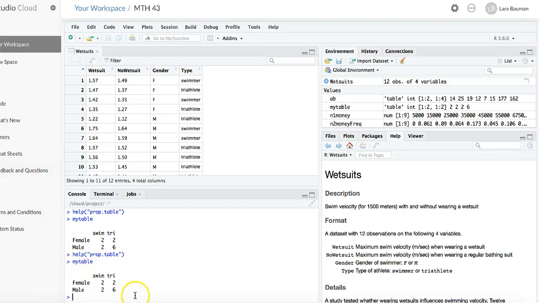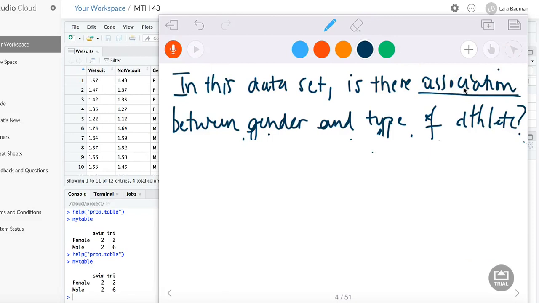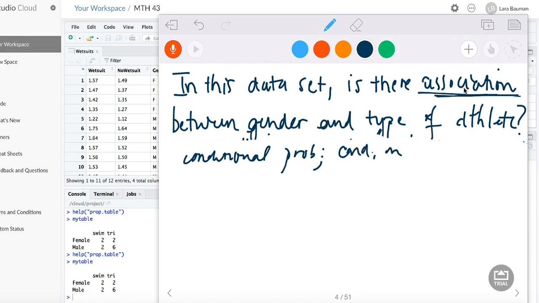Once we have created our table between the two categorical variables we're looking to analyze, in this case gender and type of athlete, we can go back and ask the question: in this data set, is there association between gender and the type of athlete? We know that if we want to look for association, we will look at conditional probabilities, and that we condition on the explanatory variable.